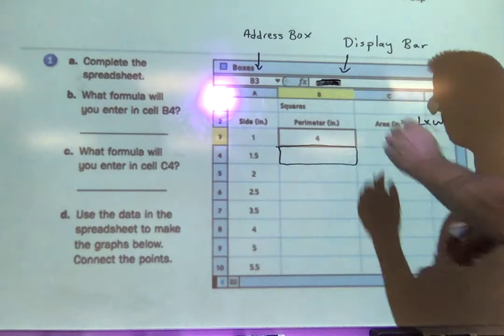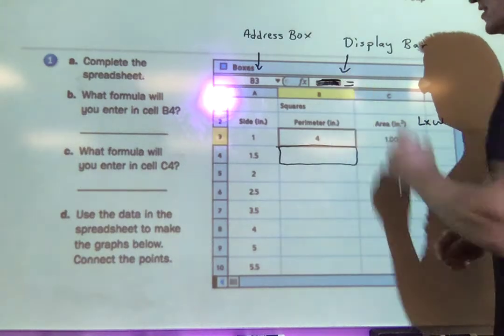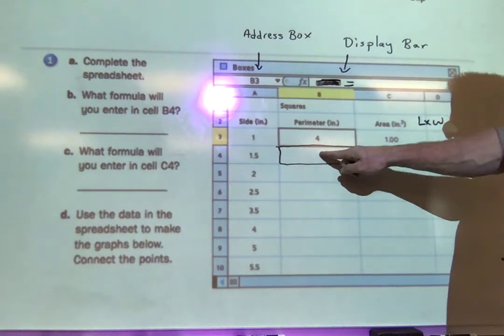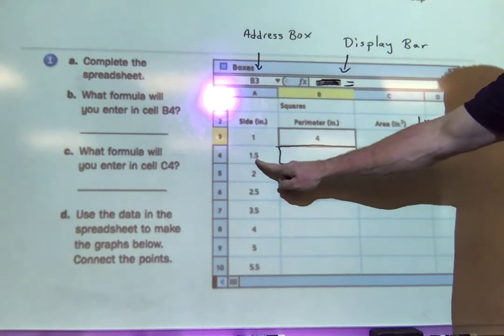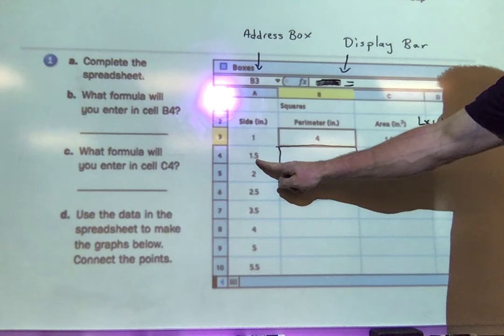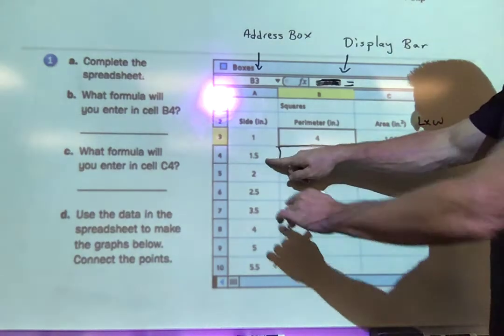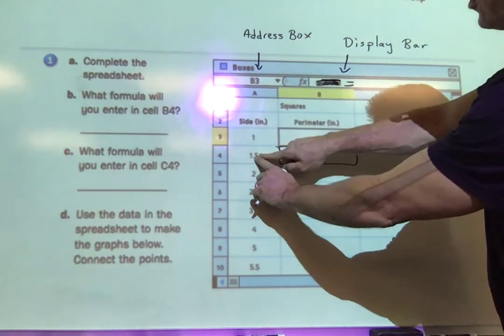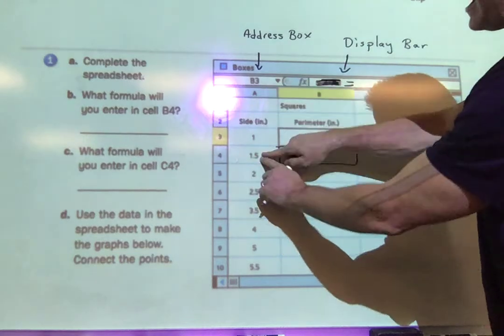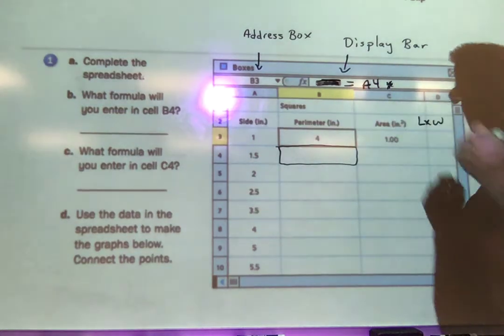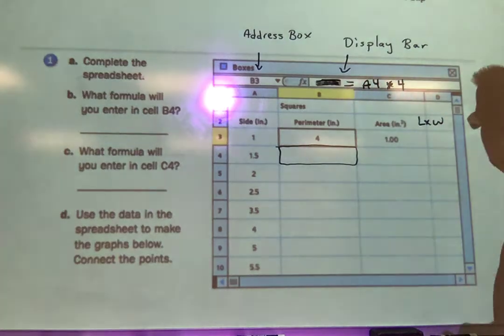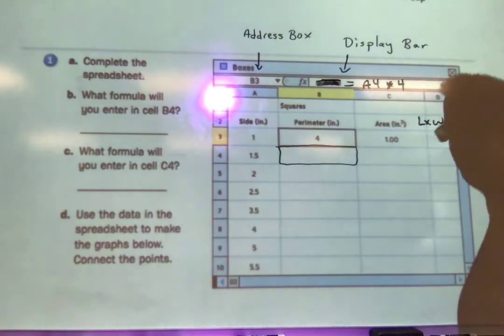And remember, I have to start with equal. So I want this to equal. And I'm finding the perimeter of this square that has a side of 1.5 now. So I know I need to take 1.5 times 4. I've got to tell the computer to do it for me. So I would take whatever is in A4, which we know is 1.5, A4 times, use the asterisk, times 4, because there's 4 equal sides, so I can just multiply by 4.